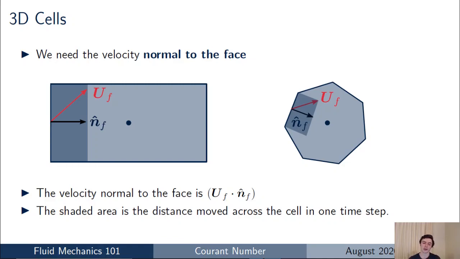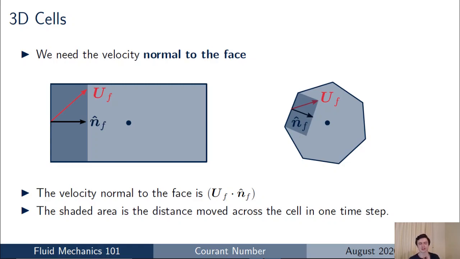So clearly we need to take the component of the velocity that's in the direction from the face to the cell centroid. If we took that component and multiplied it by the time step, that would give us the distance the fluid has moved from the face towards the cell centroid. Because we're using vector calculus, the easy way to do that is to take the dot product of the face velocity with the unit normal vector pointing towards the centroid of the cell.